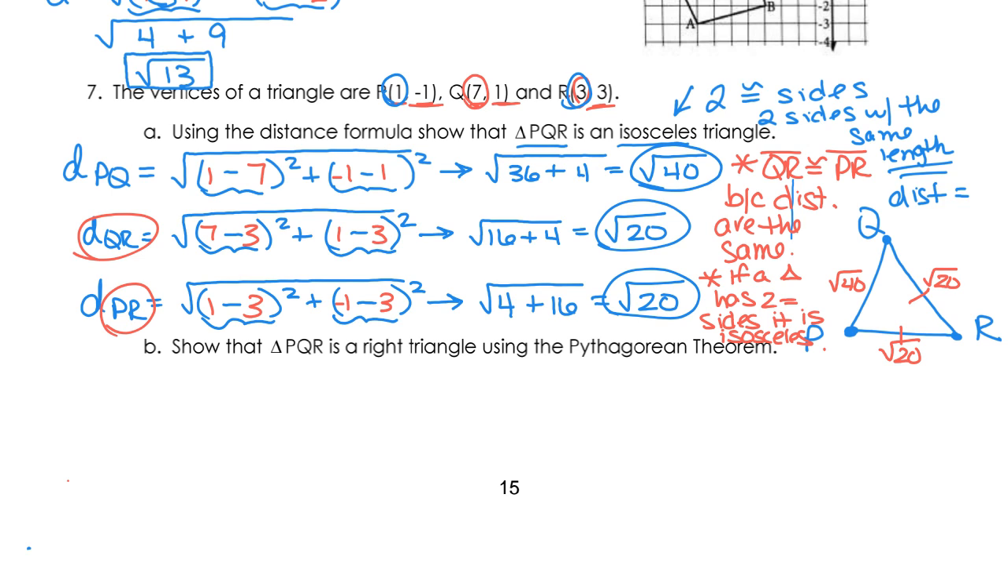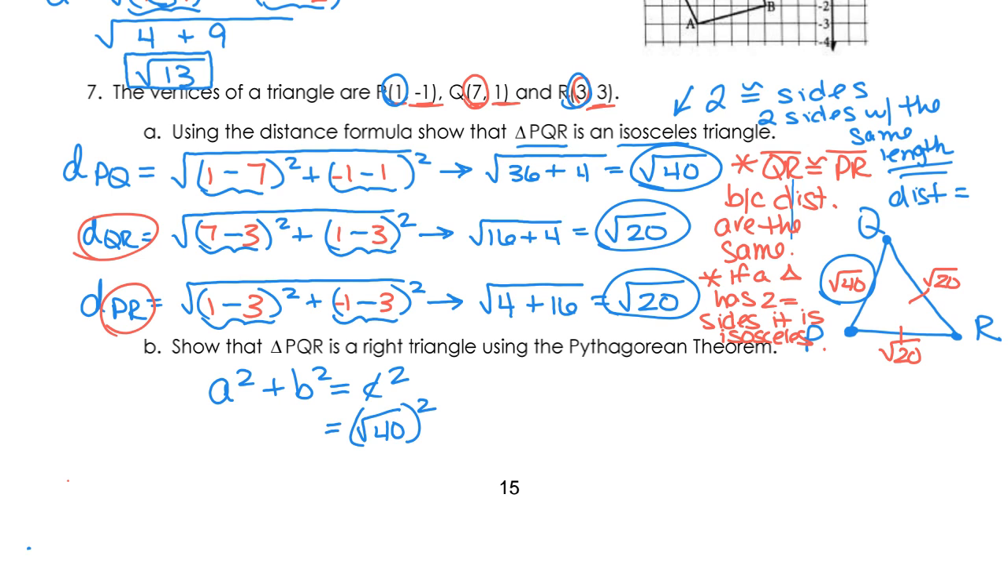All right, guys, part B. It says, show that triangle PQR is a right triangle using the Pythagorean theorem. So Pythagorean theorem is a squared plus b squared equals c squared. And when we plug in our three sides of the triangle, we have to make sure that c gets replaced with the largest side. And of our three sides, square root of 40 is the largest. So we're going to make sure that square root of 40 goes in for c, but don't forget to square it.